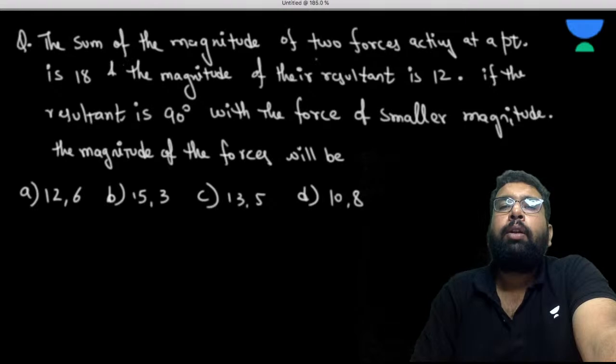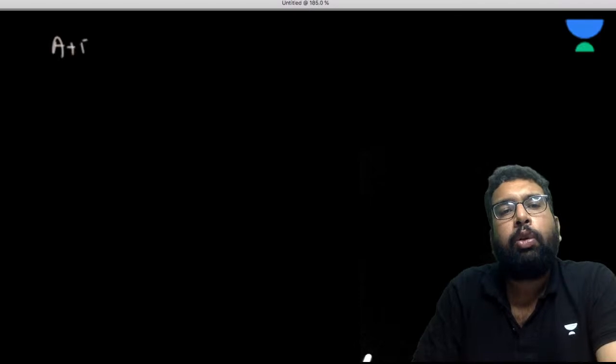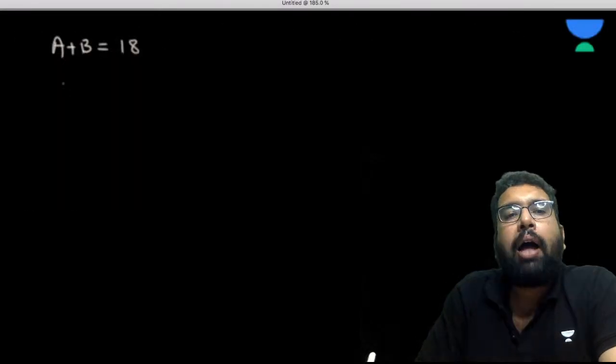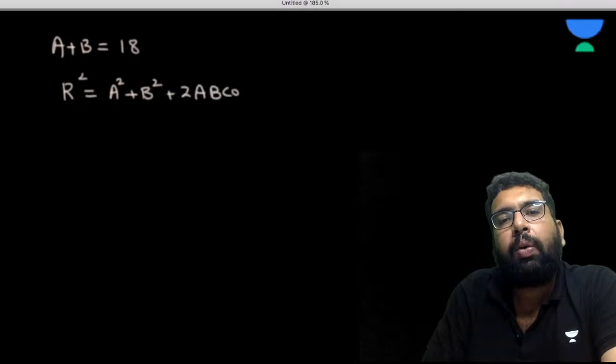So the sum of the magnitudes of two forces acting at a point is 18. So that means two forces are there. Let's name them A and B. The sum of these two is 18. Now the resultant is 12, so R is 12. Now we know the formula of the resultant: R square is equal to A square plus B square plus 2AB cos theta. Right? Okay.